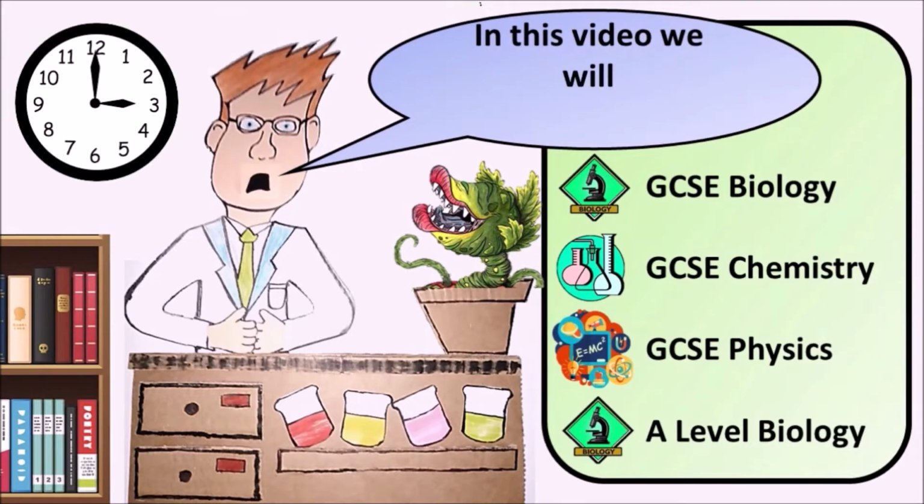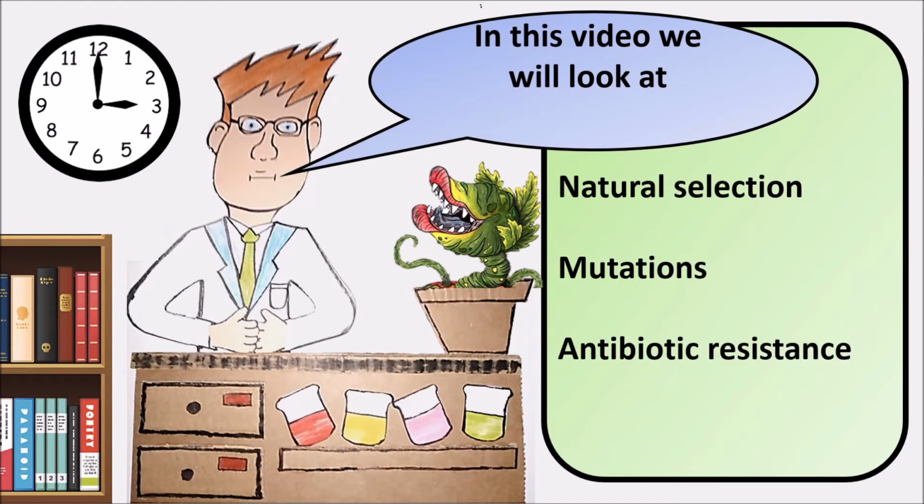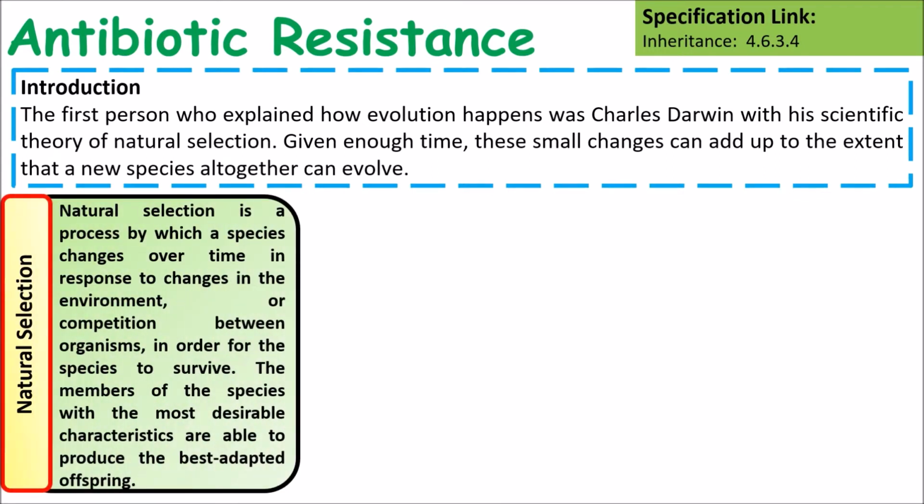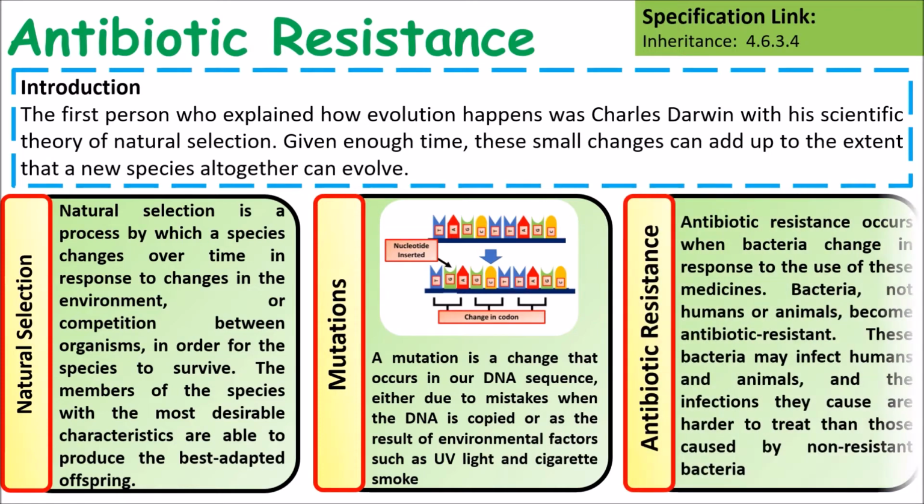In this video we will look at natural selection, mutations and antibiotic resistance. The first person to explain evolution and natural selection was Charles Darwin. We will look in a bit more detail at what natural selection is, at how mutations can lead to a change in the DNA sequence, and at how these two factors bring about the evolution of antibiotic resistant bacteria.